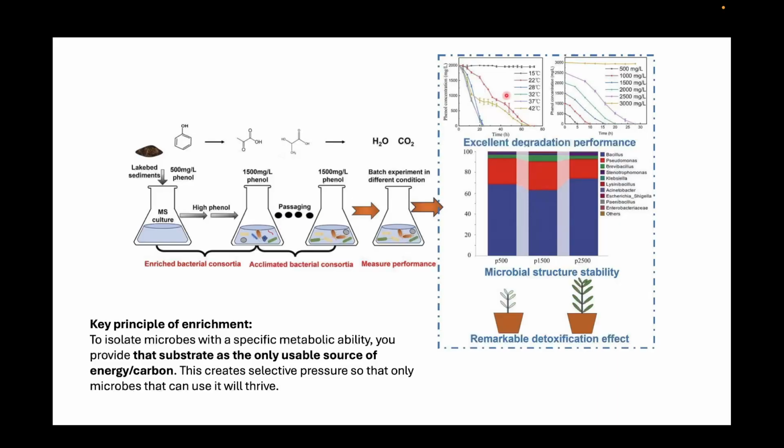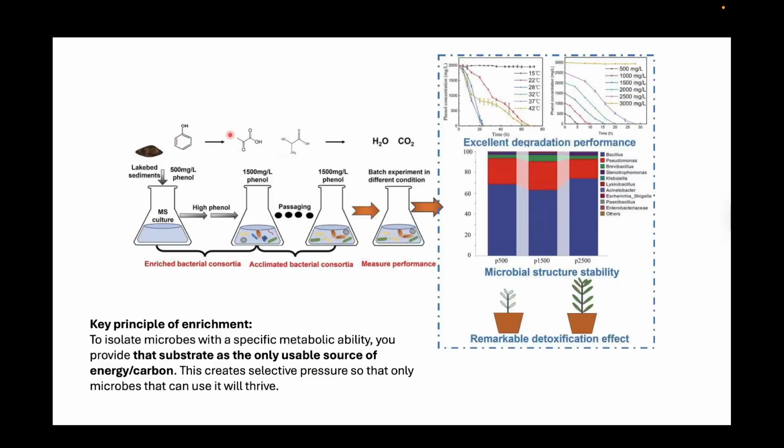So let us look at this schematic and what is the key principle for selecting an enrichment media. To isolate microbes with a specific metabolic ability, you provide that substrate as the only usable source of energy or carbon. This creates selective pressure so that only microbes that can use it will thrive.